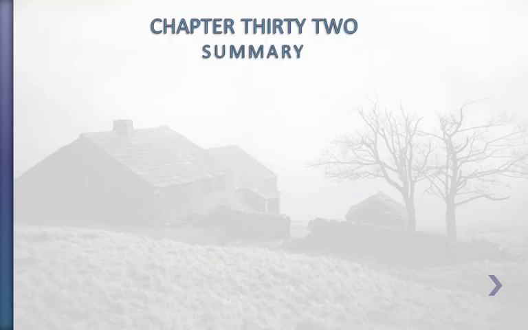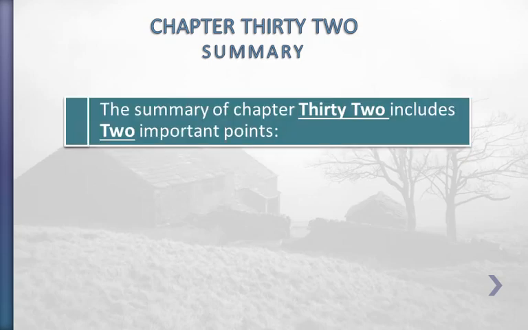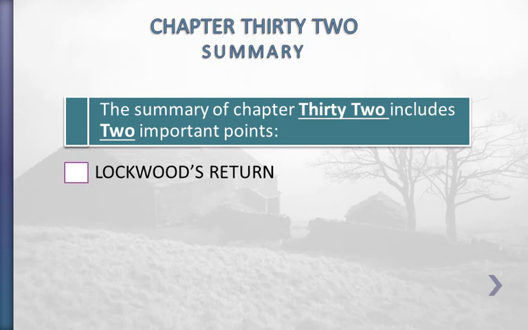Now, moving on to the summary of chapter 32. As a matter of fact, the summary of chapter 32 includes two important points. The first point is Lockwood's return. Six months later, Lockwood is in the area and returns to the Grange, only to find that Nellie is now living at Wuthering Heights. He travels there, and Nellie tells him what has happened since Lockwood left.